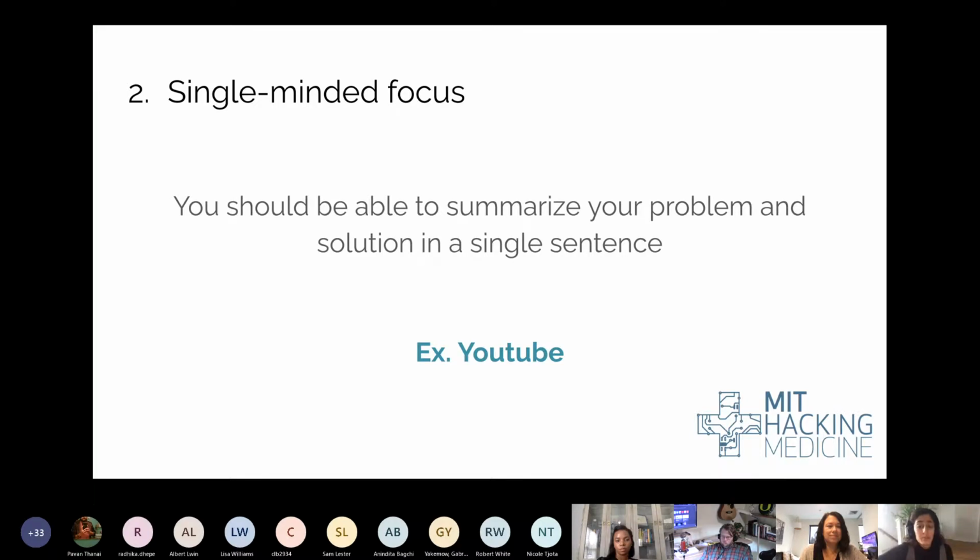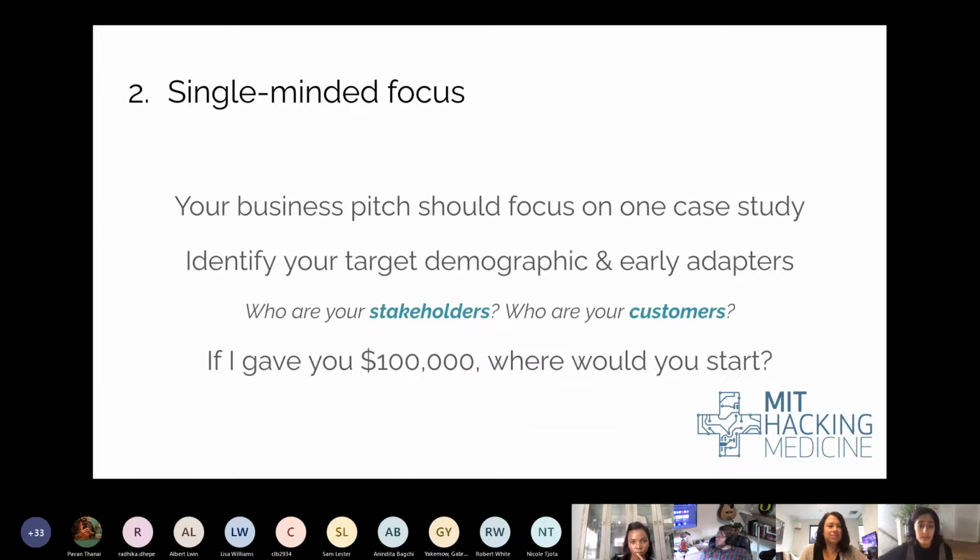So for example, with YouTube, I think most of us probably use YouTube every day or very, very often, and we have a general sense of what exactly it is that YouTube does, but we might not be able to explain it within a single sentence. However, YouTube markets themselves as "Broadcast Yourself." And it makes complete sense. We understand what exactly it is that YouTube is trying to do for its users and customers.